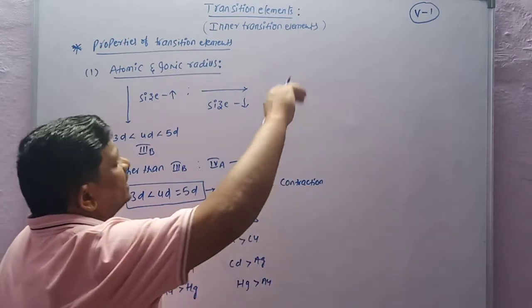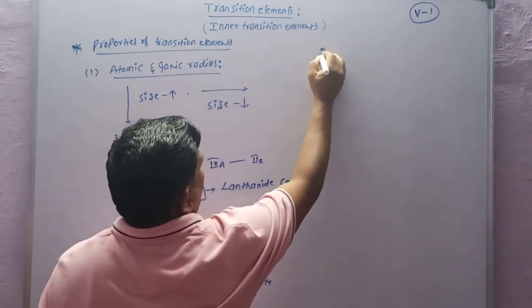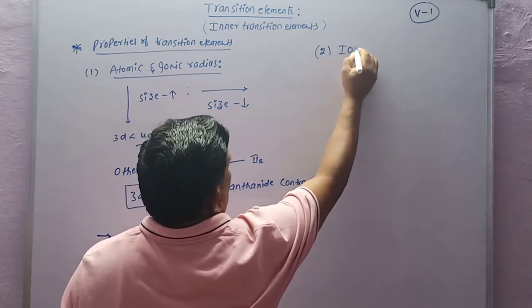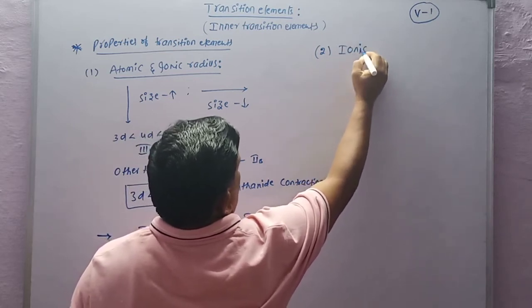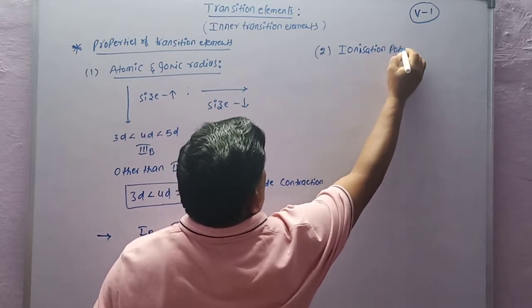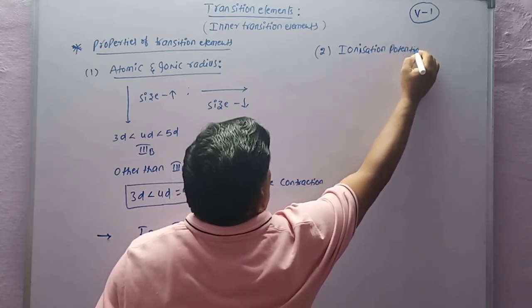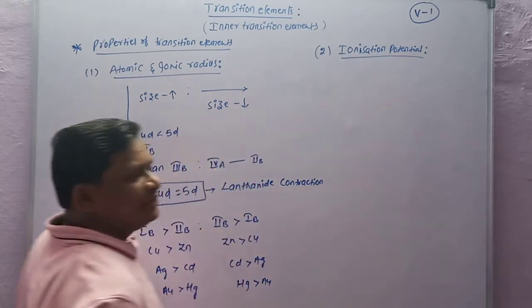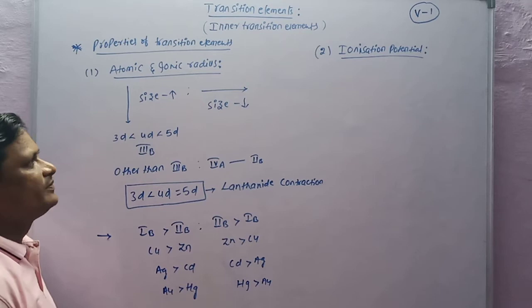Now, the second characteristic property is ionization potential. The minimum amount of energy required for removal of an electron is the ionization potential actually.